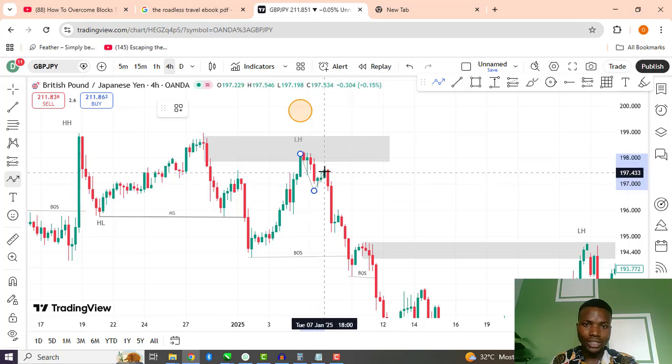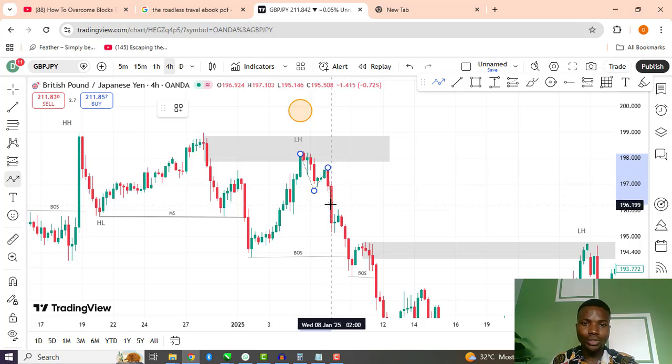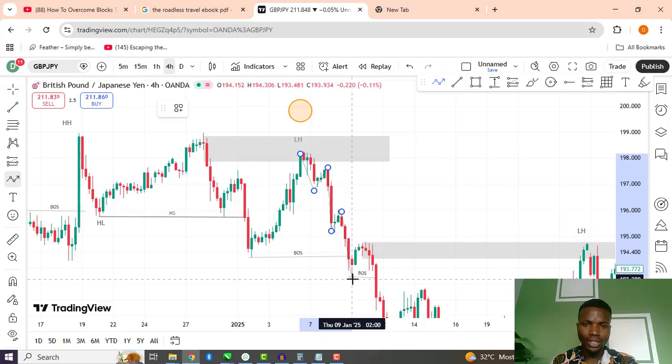Okay, price retraced a little bit with this green line. After that, price broke that level, then came all the way up here, reversed a little bit, and came all the way down here.